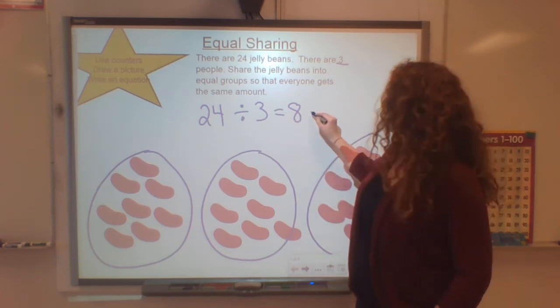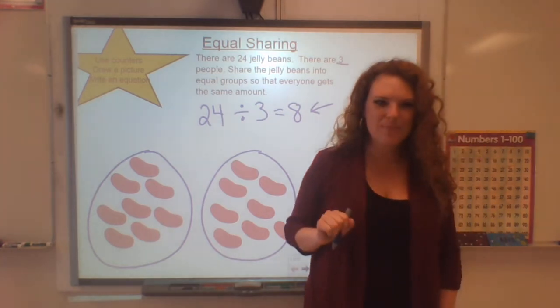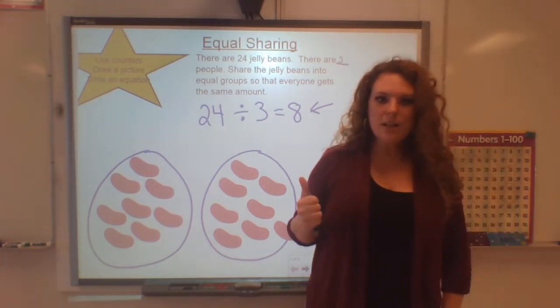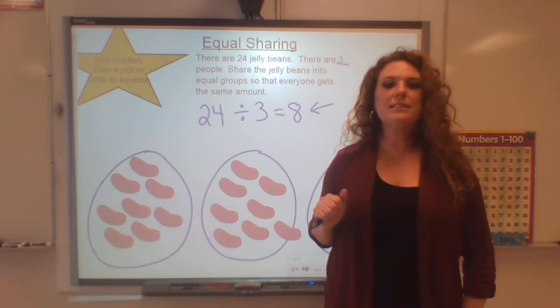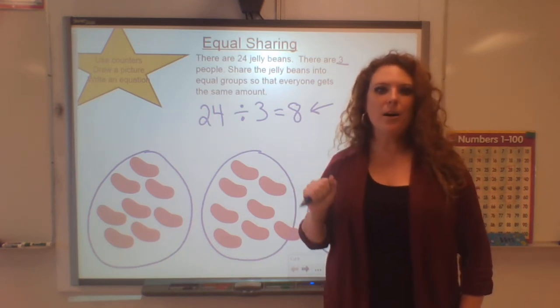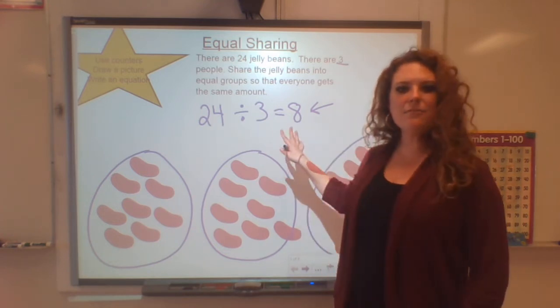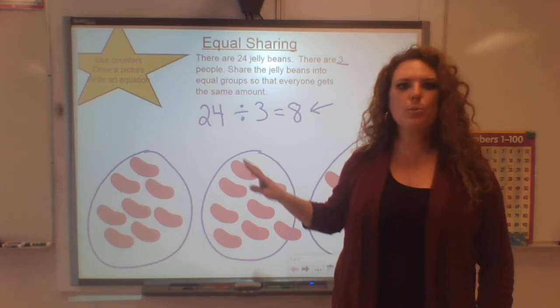Now, this right here is called my quotient. Now, in addition, my answer is called the sum. In subtraction, my answer is called the difference. In multiplication, it's called the product. And in division now, this is called the quotient. So we'll be looking for the quotient.